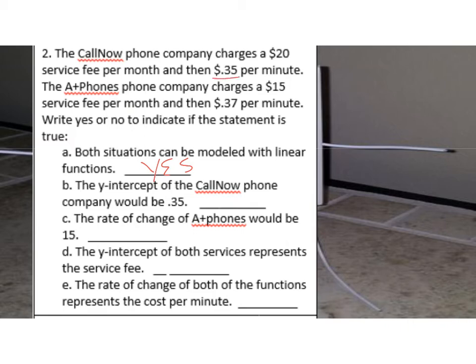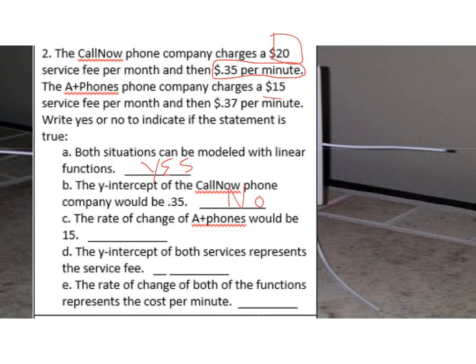B, the y-intercept of the Call Now phone company would be 35 cents. 35 cents per minute means the more minutes you use, the more 35 cents they charge you, so it gets repeated over and over. And that's not what the y-intercept is. The y-intercept is a one-time fee, and actually the y-intercept of Call Now would be $20, so that's a no. C, the rate of change of A+ phones would be 15.